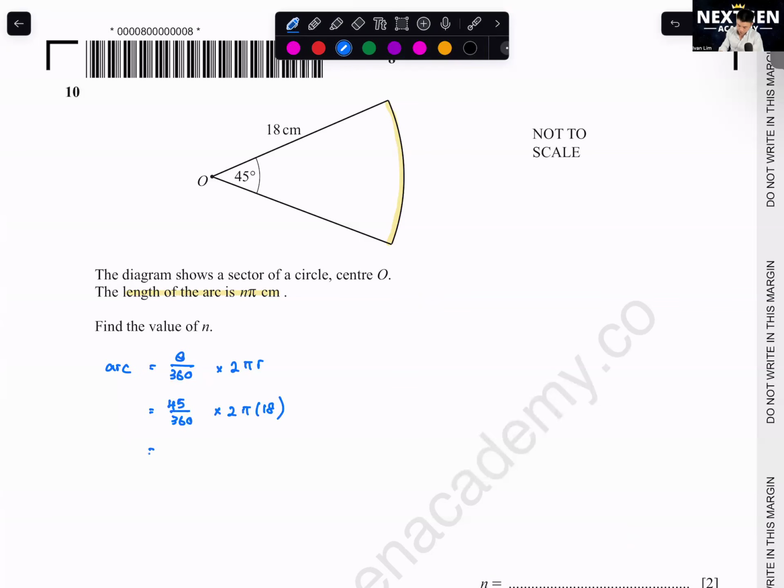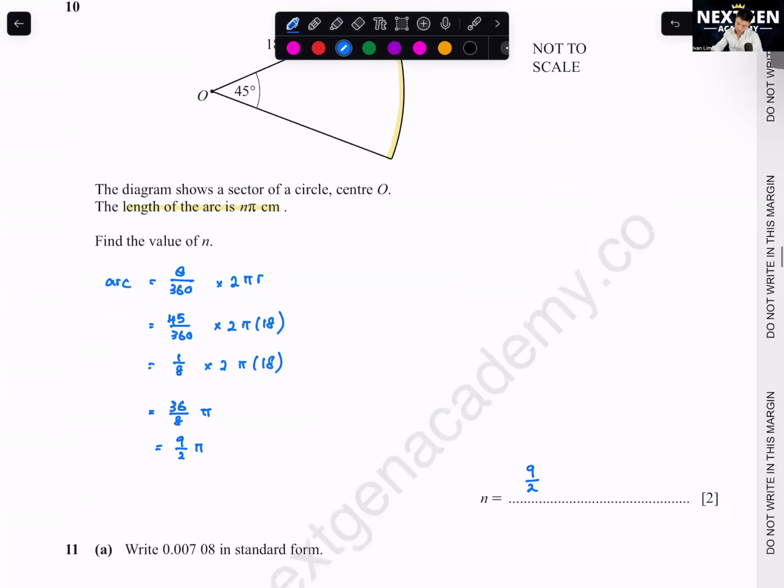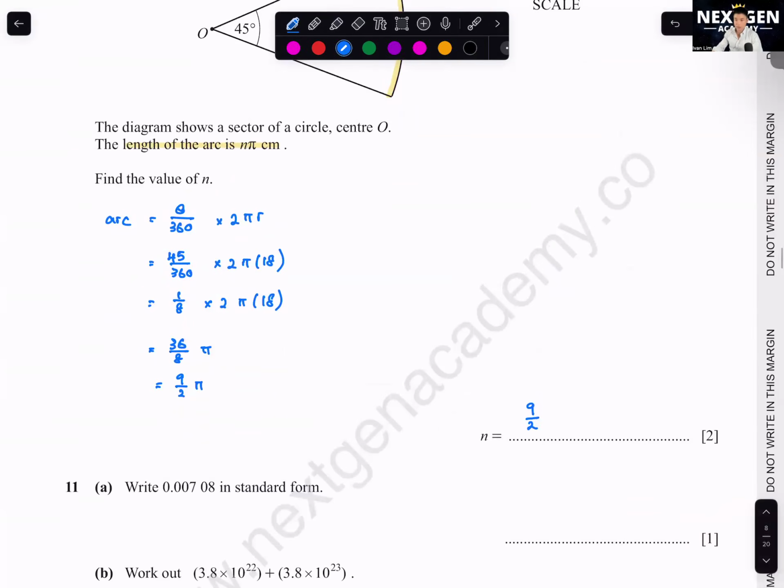Okay, we see what we can simplify. 45 over 360 will be 1 over 8 times 2 pi 18. Here will be 36 over 8 pi, which we can take 9 over 2 pi. Okay, 9 over 2, or you can write 4.5. Easy so far. I would say so far all these questions are still like core maths type of question until maybe the second half.